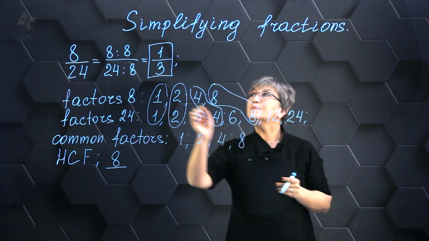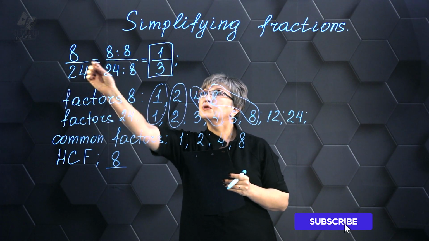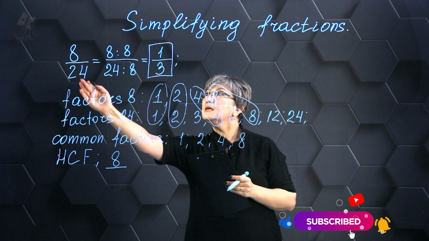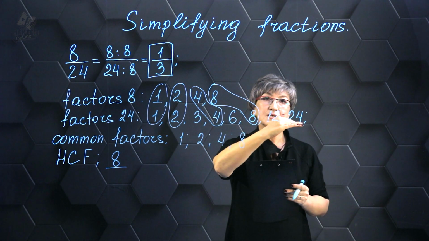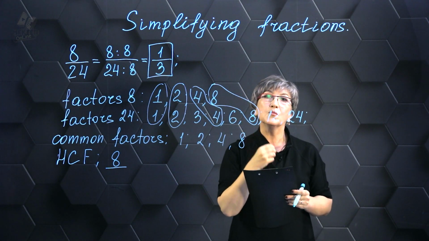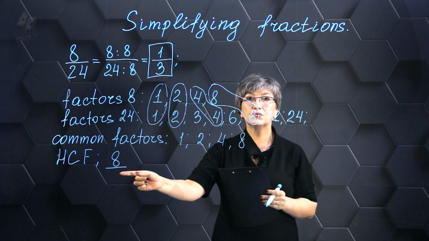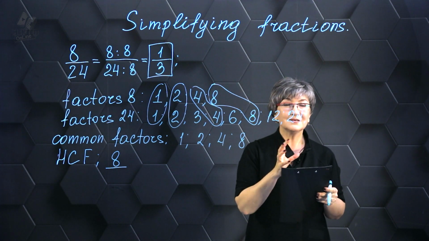Firstly, we identified the divisors of the number 8, wrote them down, recorded the divisors of the number 24, and subsequently selected the common divisors along with the greatest common divisor. This is how fractions are reduced.